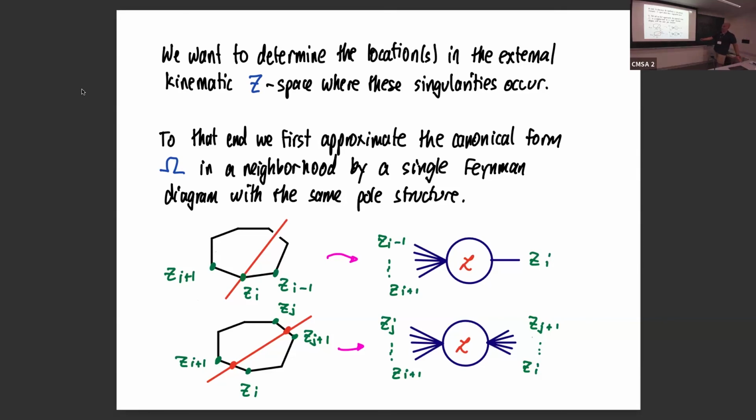And in the neighborhood of these singular configurations we're looking at, we can approximate it by replacing it with the single Feynman diagram with the same pole structure. That's the 0th order approximation in these singular neighborhoods. So the top line we would replace by a Feynman diagram that looks like that. It's a bubble diagram. Well, both of these are bubble diagrams in this case.